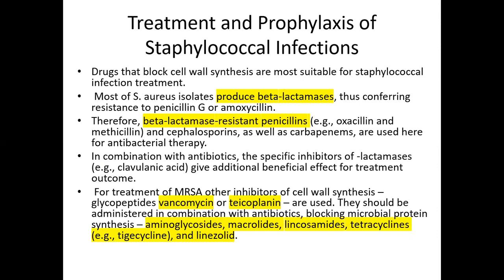Most suitable for staphylococcal infection are antibiotics that destroy the cell wall. Most Staphylococcus aureus isolates produce beta-lactamase, thus conferring resistance to penicillin G or amoxicillin. Beta-lactamase is an enzyme which destroys beta-lactam antibiotics. Therefore, beta-lactamase-resistant penicillins like oxacillin or methicillin, and cephalosporins, as well as carbapenems, are used here for antibacterial therapy.